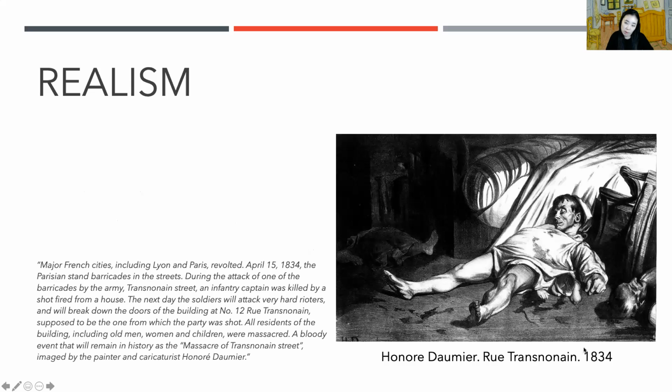We saw this work before, right? This is a realist artist Honoré Daumier's lithograph. We saw this work when we learned contextual analysis before. He recorded a historically terrible event in this work.